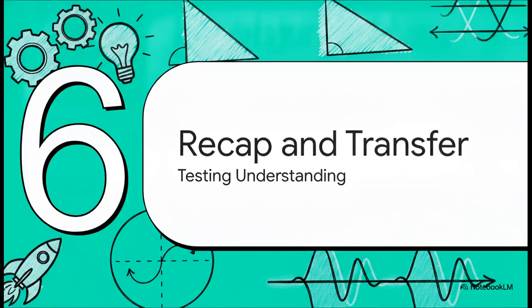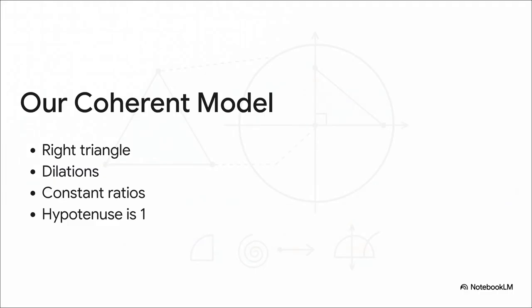Section 6. Recap and transfer question. Let's lock in what we've built today before I leave you with a final challenge to test your newfound understanding. The absolutely crucial takeaway from this explainer is that trigonometry isn't some entirely new, disconnected set of rules you have to memorize. No way. It is fundamentally just similar right triangles, ruled by the Pythagorean theorem, spinning endlessly on a coordinate plane. It is one continuous, beautiful, and coherent model.